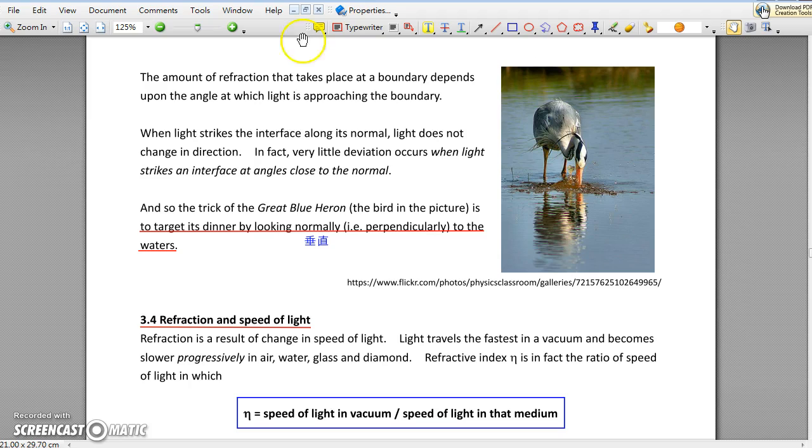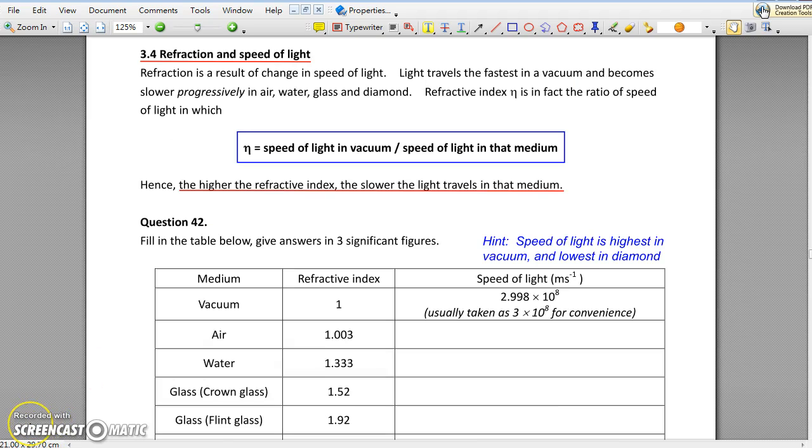Similarly, a great blue heron also has the same problem, and that's why it usually targets its dinner by looking normally to the water. And now let's move on to the second part, refraction and the speed of light.